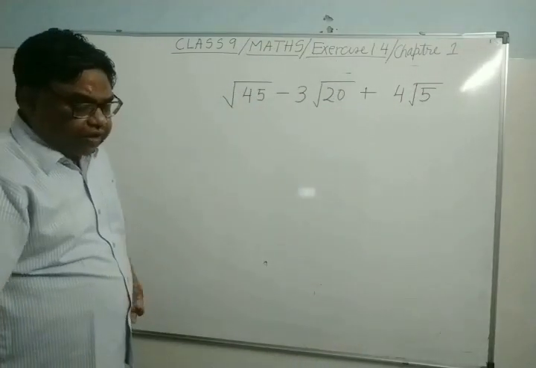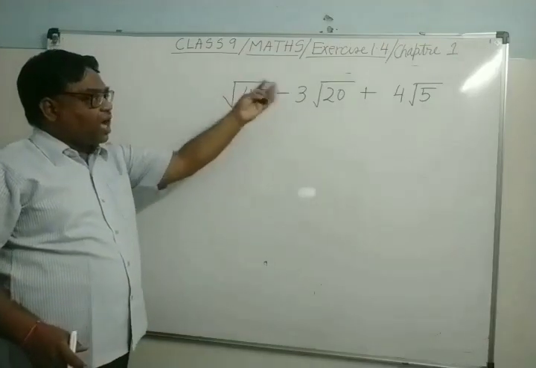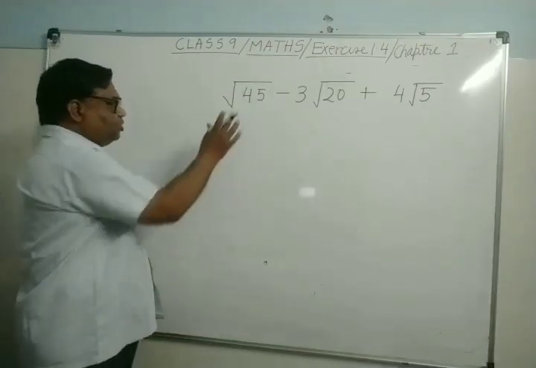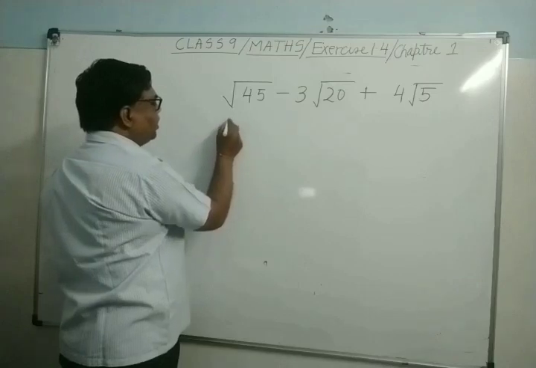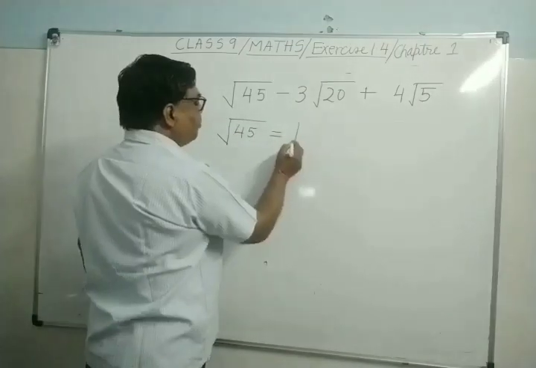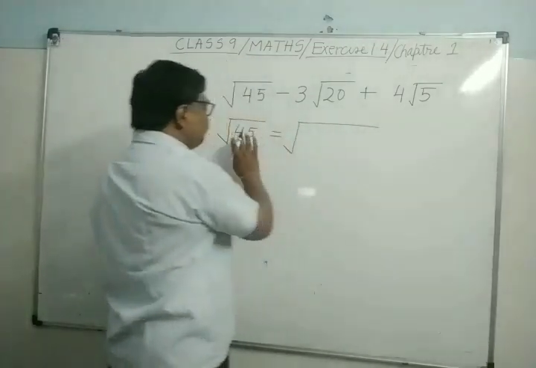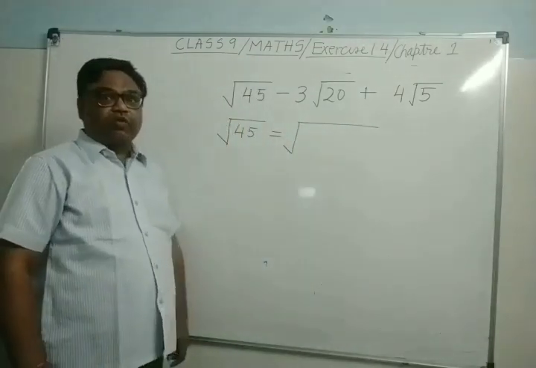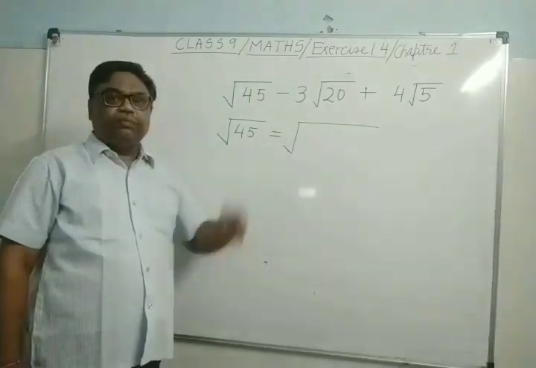How will you simplify? So first you write all in the simplest form. Here we will simplify separately. What is the process of simplification? You do the prime factorization. Prime factorization means factors in prime numbers.